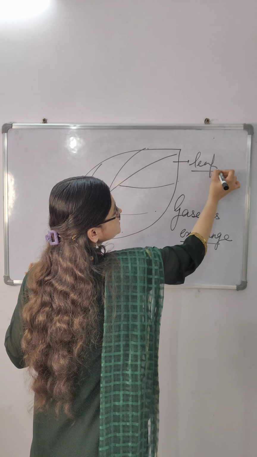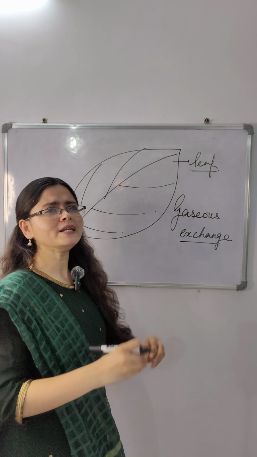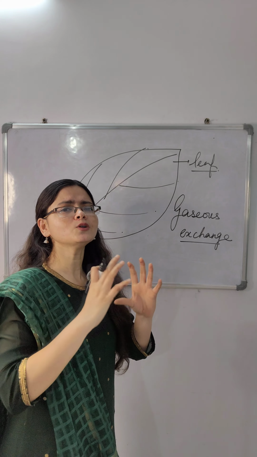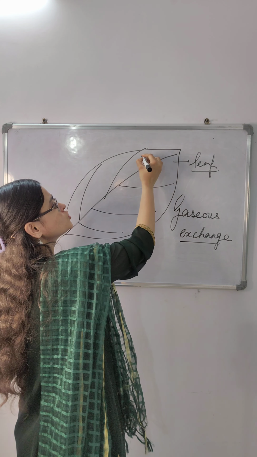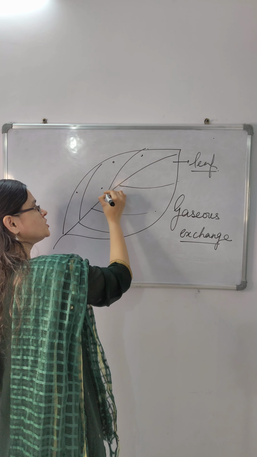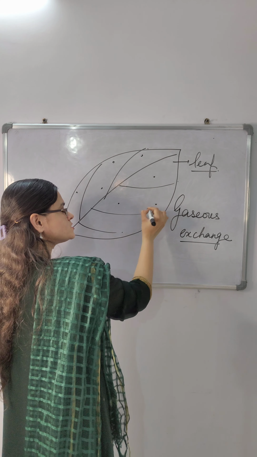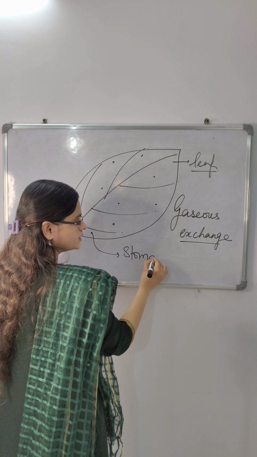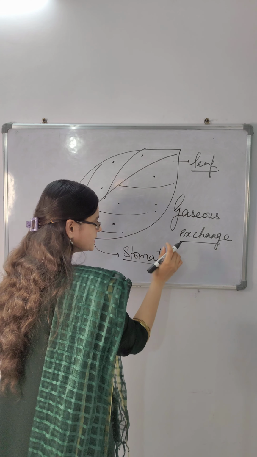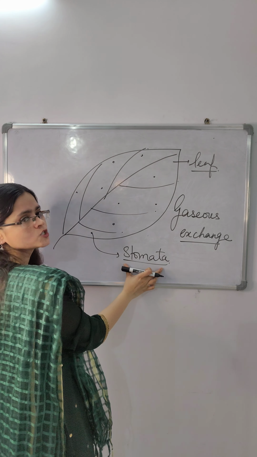Okay, students, as you know, there are so many small pores present on the surface of the leaf. These small pores are also called as stomata. Okay, these small pores are called what? These small pores are called as stomata.